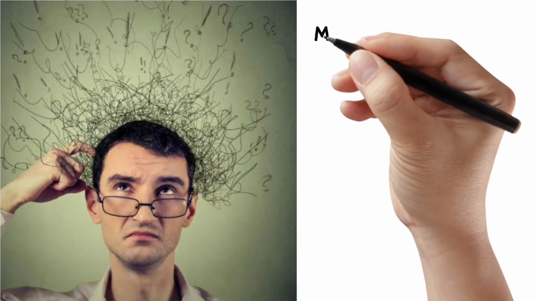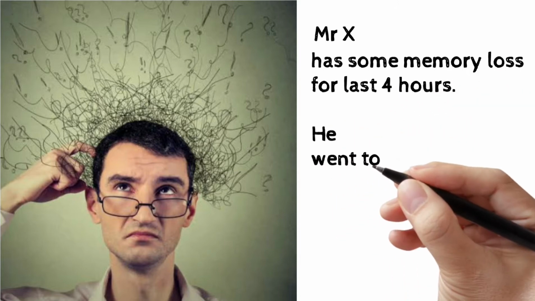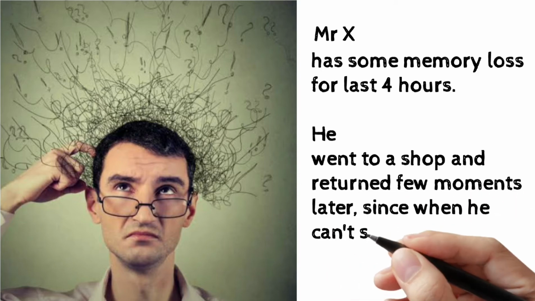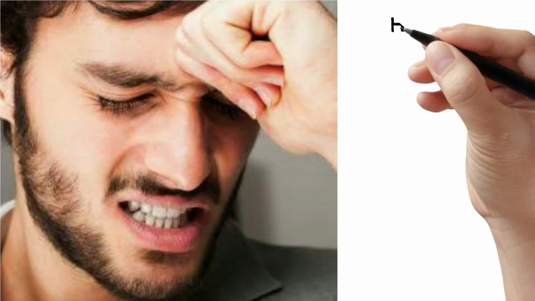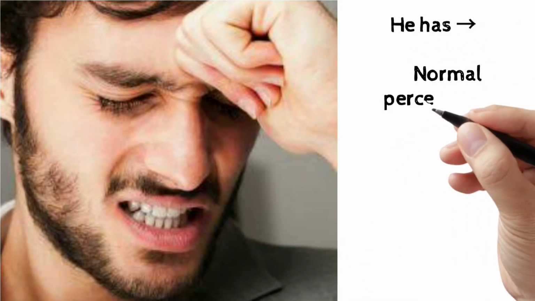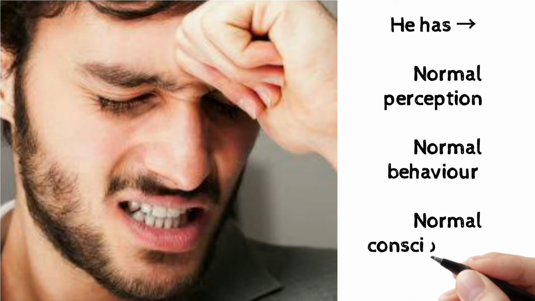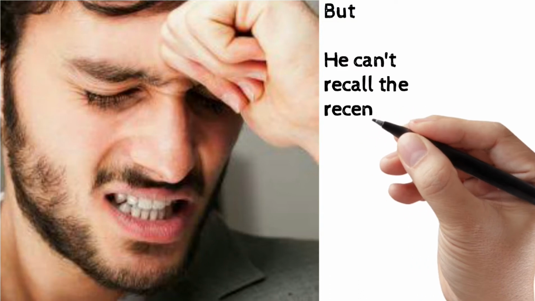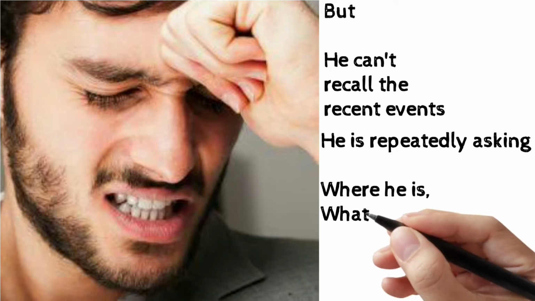Meet Mr. X. He has some memory loss for the last 4 hours. He went to a shop and returned a few moments later. Since then, he cannot say his whereabouts. He has normal perception, normal behavior, and normal consciousness. That means there is no confusion. But he cannot recall the recent events. He is repeatedly asking where he is, what time it is, and what he has been doing.